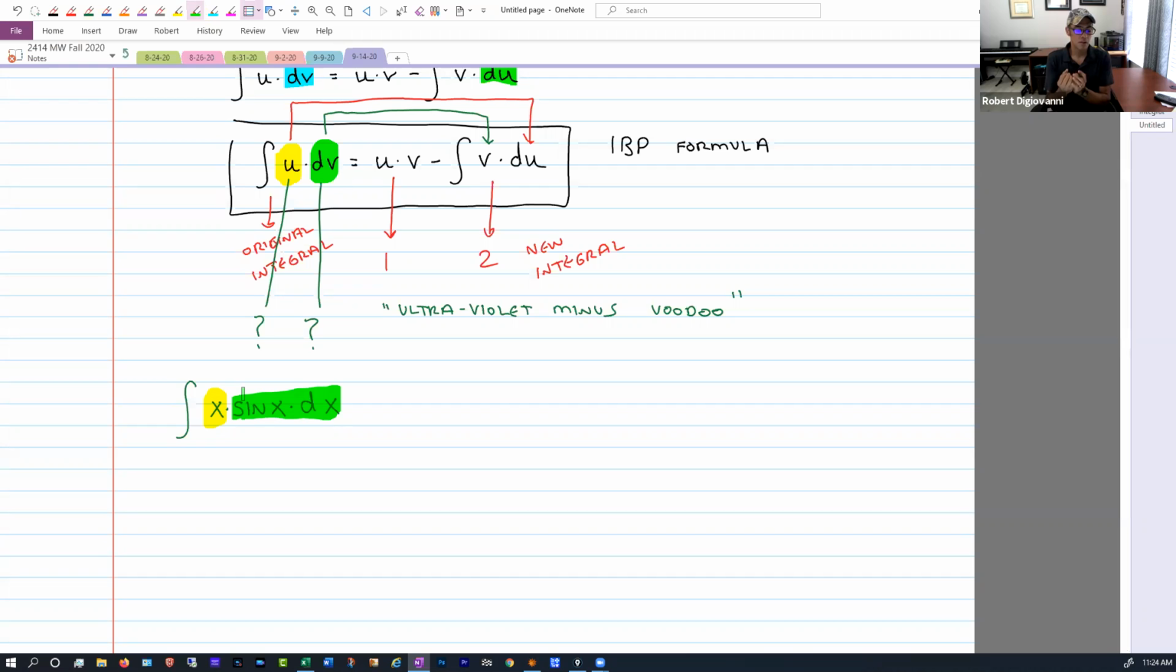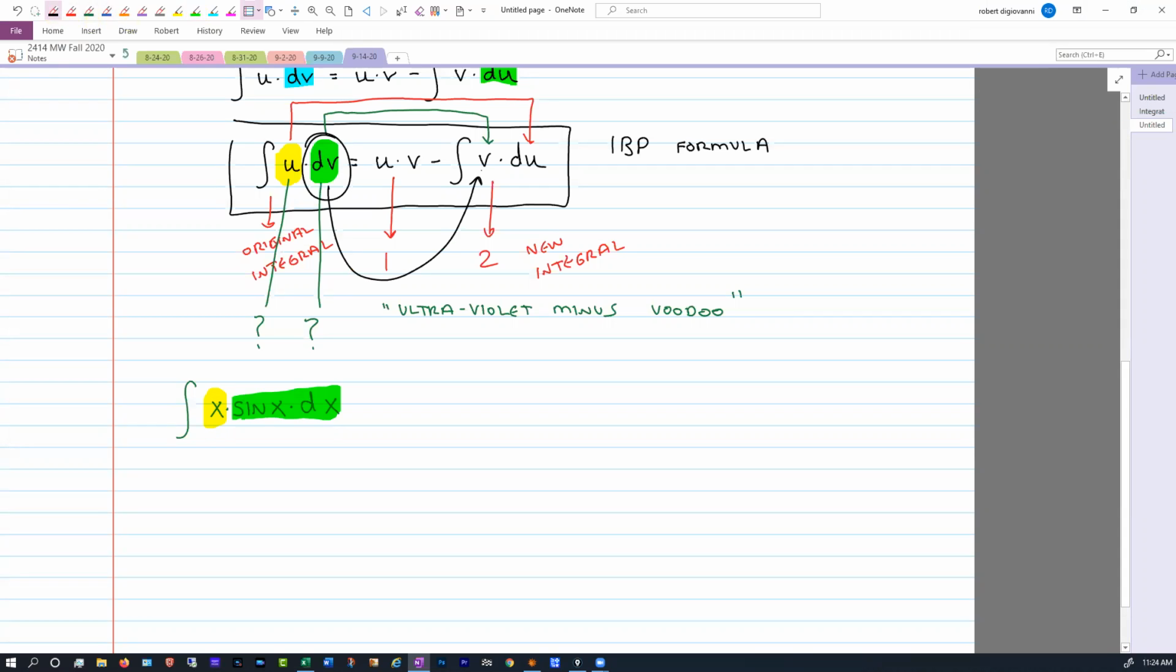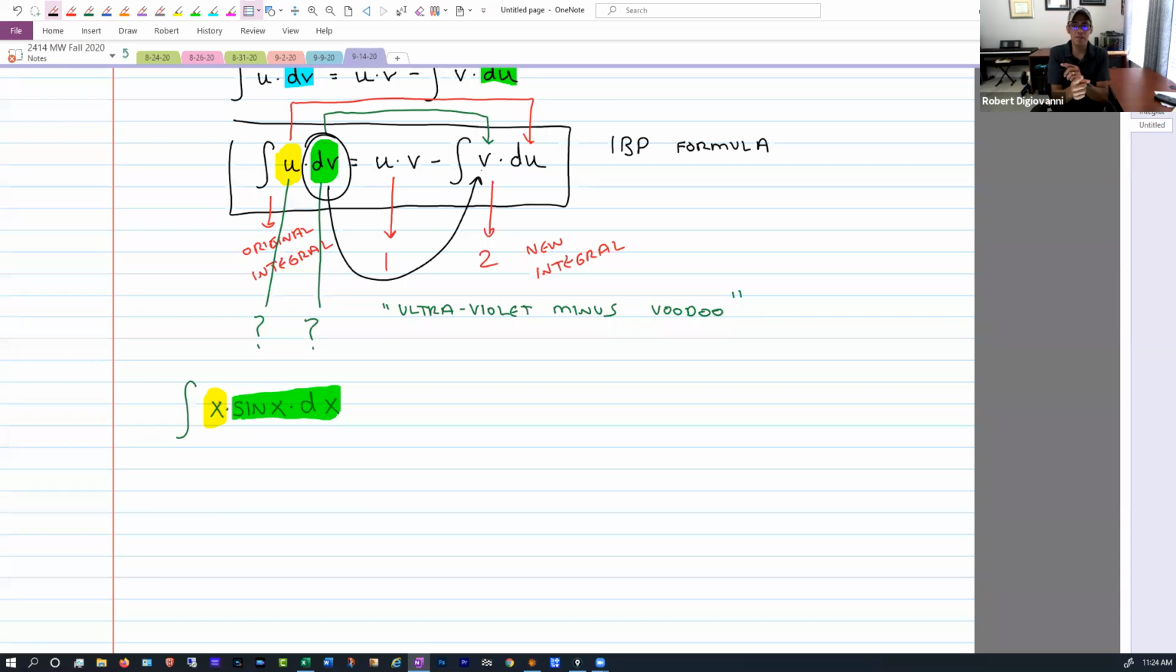Now, we know that the x is going to become a 1 in the new integral, right? What does the sine x dx become in the new integral? It doesn't change. Careful. Look at what happens to dv here. What happens to dv in the new integral? It becomes negative cosine. It becomes the antiderivative of it, right? It goes from dv to v. See how they're switching places in the 2 different integrals?